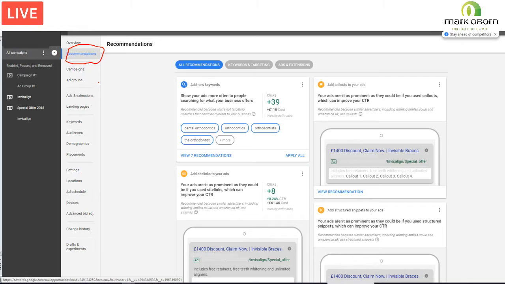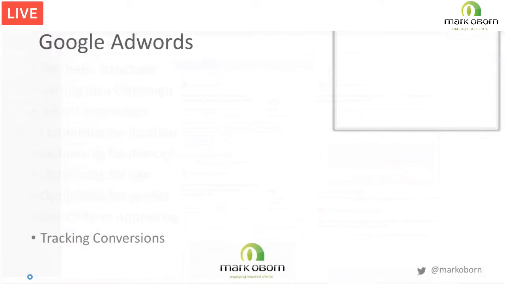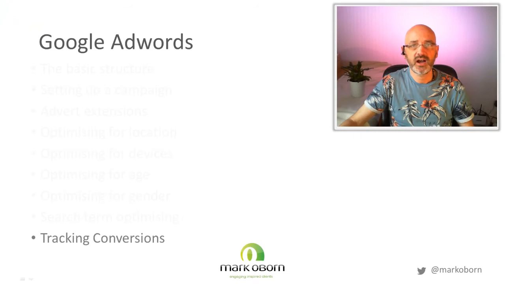If you go to the recommendations tab at the top, Google is actually really good at making recommendations for you. It will say, why don't you add in new keywords? You can get an additional 39 clicks if you add these in. Add these site link extensions. Do this, do that. Add callouts to your ads. So Google will prompt you through this process as well. It's actually very good, and I would recommend that you do go to the recommendations section and see what Google says.